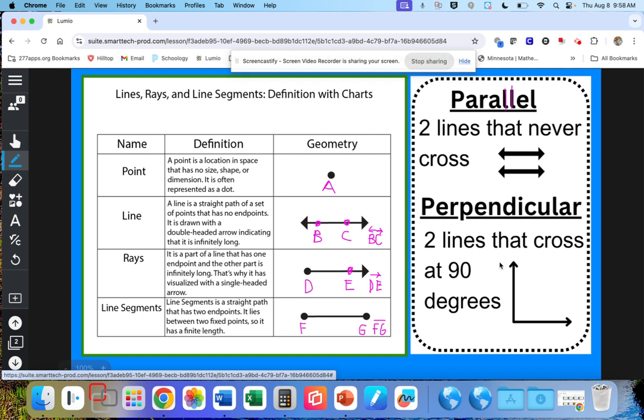Perpendicular lines are ones that cross at 90 degrees. Usually they're identified with a box on it. That box represents 90 degrees. Now again, it could have two lines that are crossing completely, or it could be a shape like a square that has 4 perpendicular lines in each of the corners.